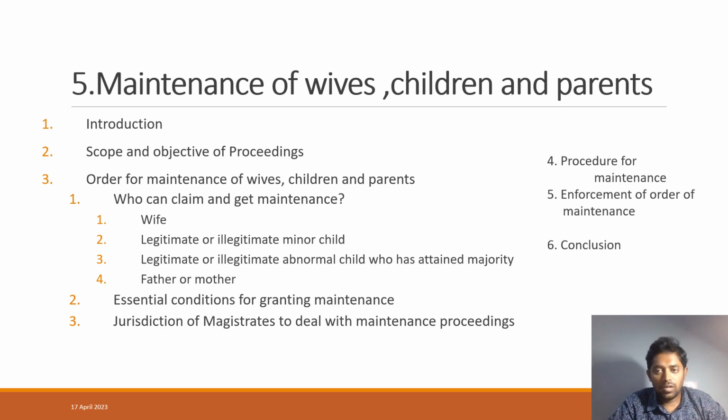Maintenance of wives, children, and parents. Introduction. Scope and objectives of order for maintenance of wives, children, and parents. Who can claim and get maintenance? The wife, legitimate or illegitimate minor child, legitimate or illegitimate abnormal child who has attained majority, father or mother. Essential conditions for granting maintenance. Jurisdiction of magistrates to deal with maintenance proceedings. Procedure for maintenance. Enforcement of order of maintenance.